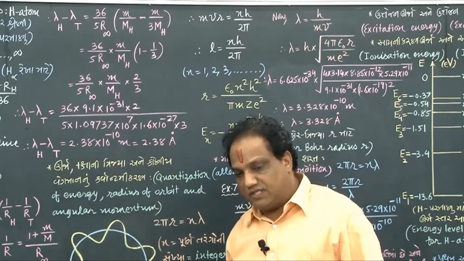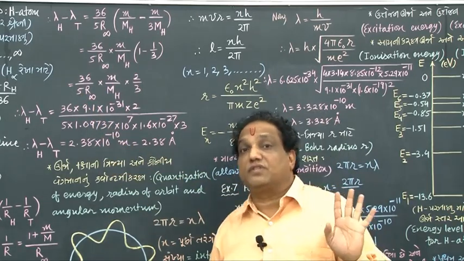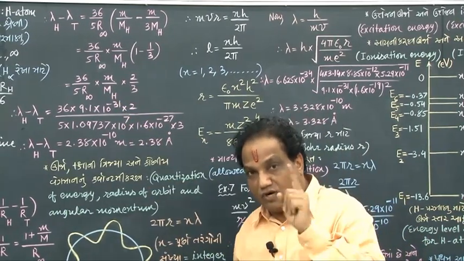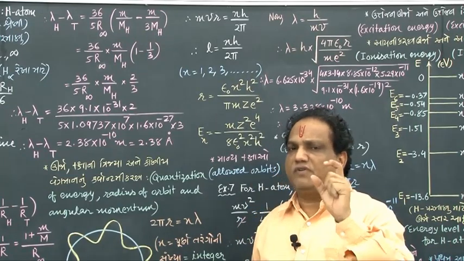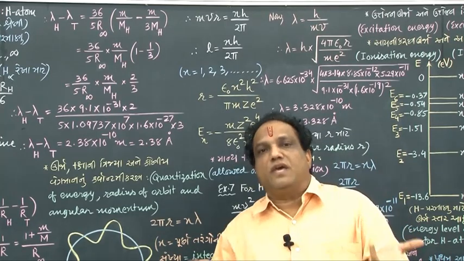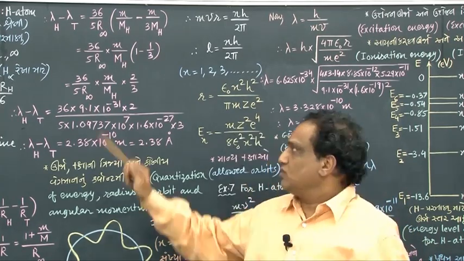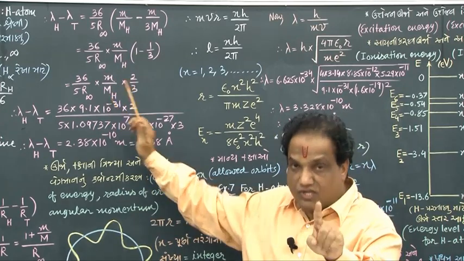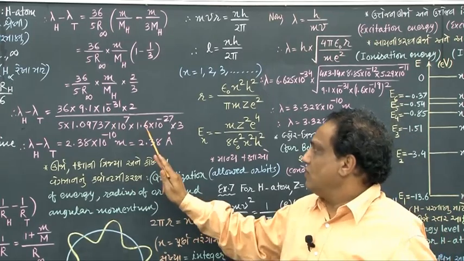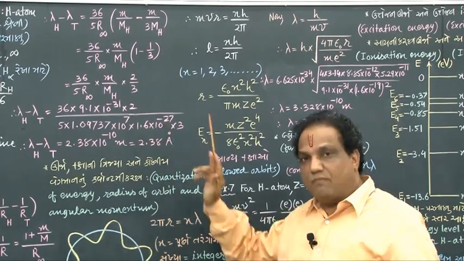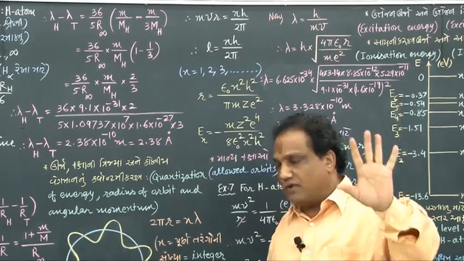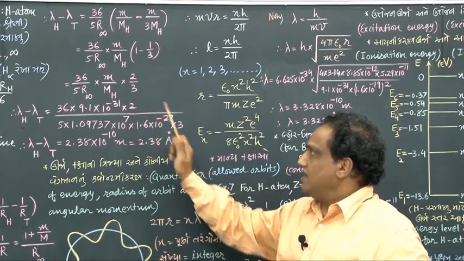What about R infinity? Just now I told, 1.09737 into 10 raised to 7 meter inverse. What about MH? Mass of hydrogen atom. We will take the mass of its nucleus, and inside the nucleus of the hydrogen atom there is only one proton. So actually you should write here the mass of one proton, which is 1.6 into 10 raised to minus 27 kilogram. The mass of proton or mass of hydrogen nucleus or mass of hydrogen atom, they are nearly equal, and into 3, correct?